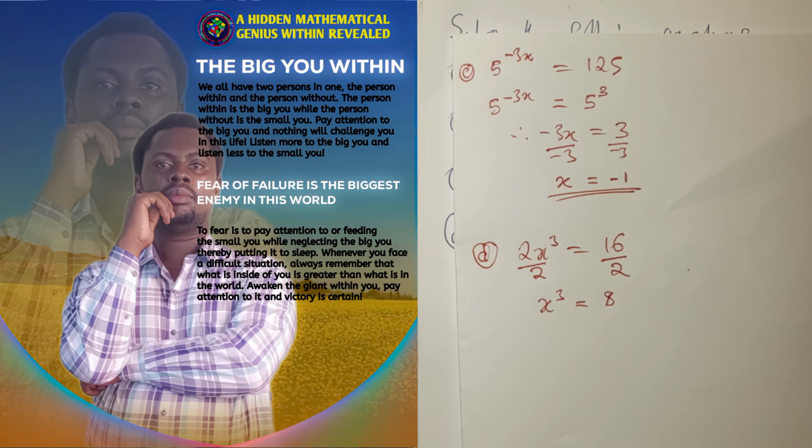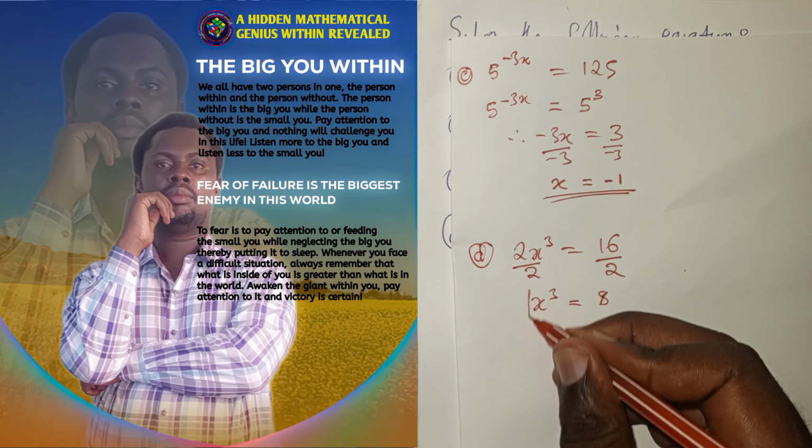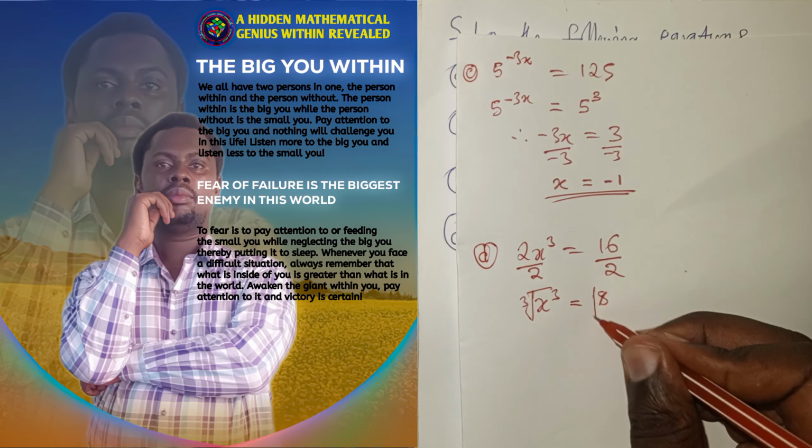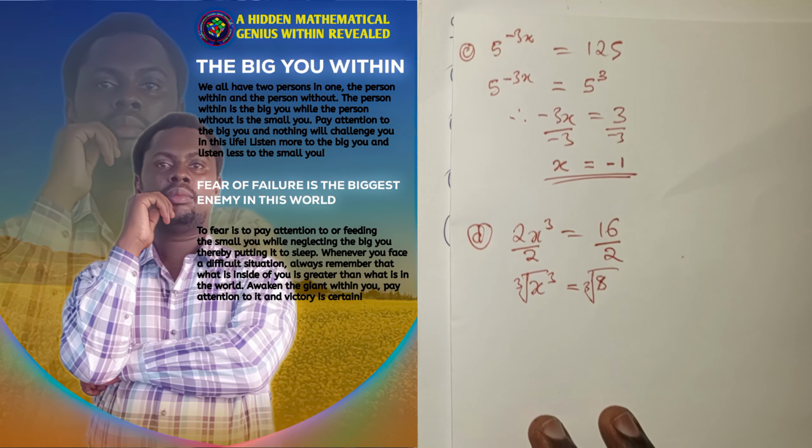Okay, now we are not solving for x cubed, but we are solving for x. So for us to remain with x, what do we do? Here we have the power of 3. The opposite of power of 3, that is cube root. So cube root is the reciprocal of power 3. So you cube root to both sides of the equation. So you cube root this side and cube root the other side.